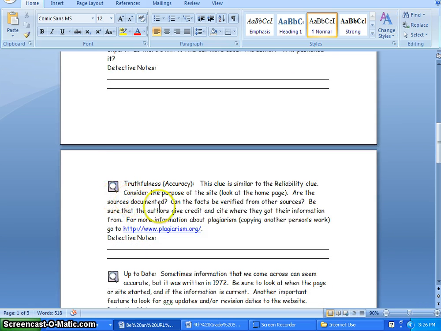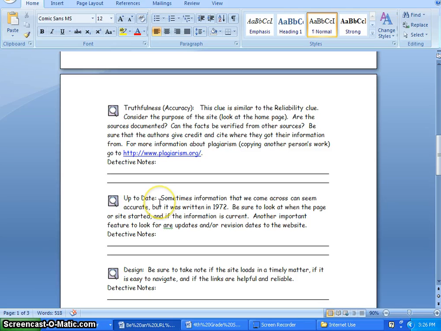Moving on to truthfulness and accuracy. This clue is similar to the reliability clue. Consider the purpose of the site. Look at the home page. Are the sources documented? This is rarely seen at levels of information that you will read. Can the facts be verified? Are the facts similar to other sites that you've looked at or books that you've read? Be sure that the author gives credit and cites where they got their information. This one sometimes is one that you may not actually be able to prove. If you've tried and you can explain to the teacher what you've looked for, that may be something that is left blank.